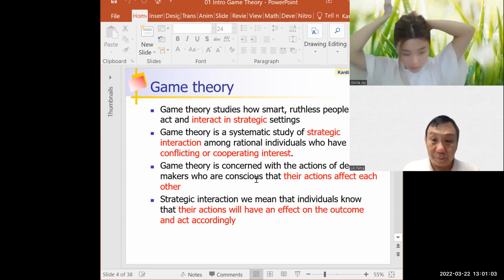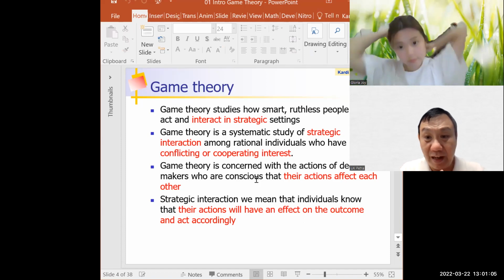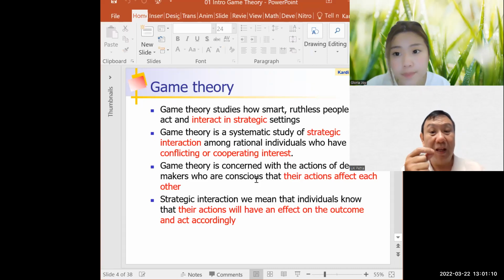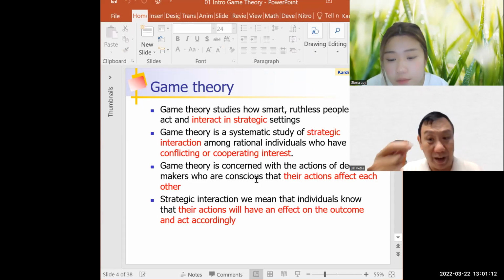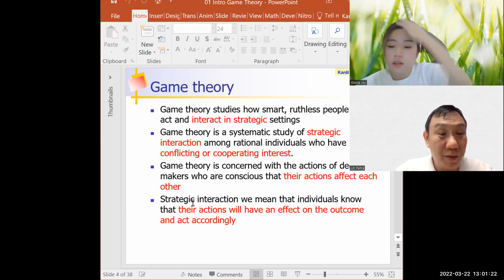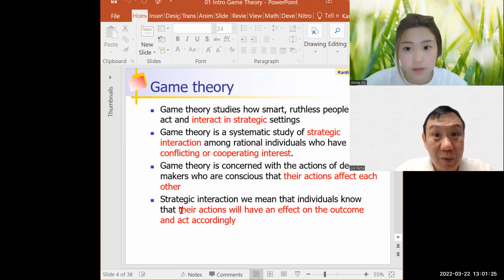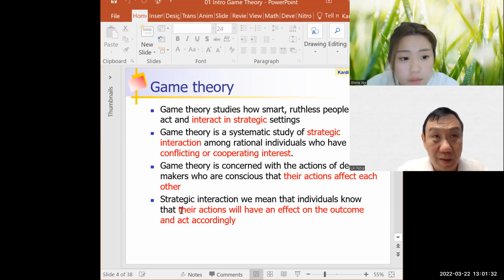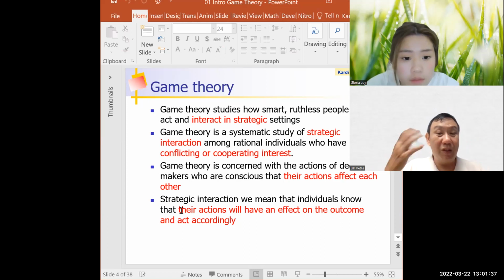Now, when we say strategic interaction, we mean that individuals know their own action will have an effect on the outcome, and still act accordingly. So remember, the assumption here is important. In game theory, you know the consequences. You know all the alternatives, that's the most important part. You also know the consequences, and you still act accordingly.